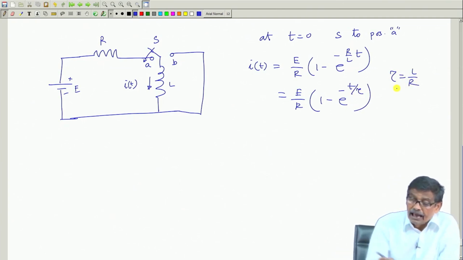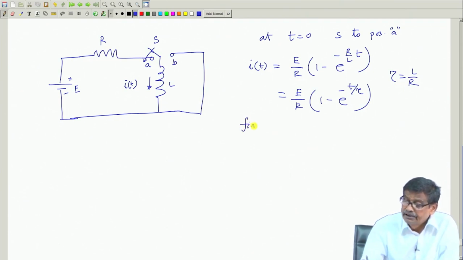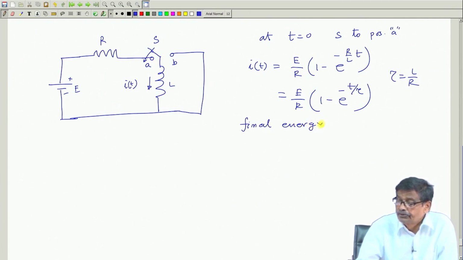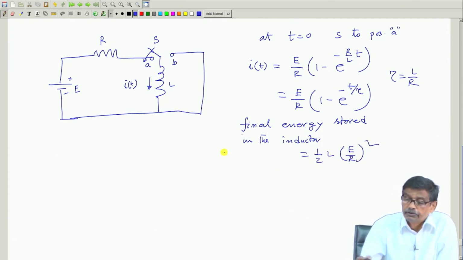Now, one good thing about charging an inductor with a resistance in series: what will be the final energy stored? If you keep the switch just like that for sufficiently long time, the final energy stored in the inductor will be half L I square, this much energy will be stored in joules.